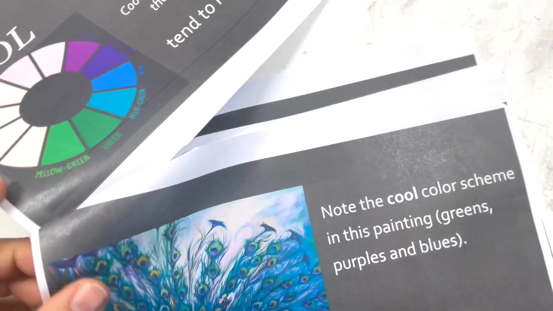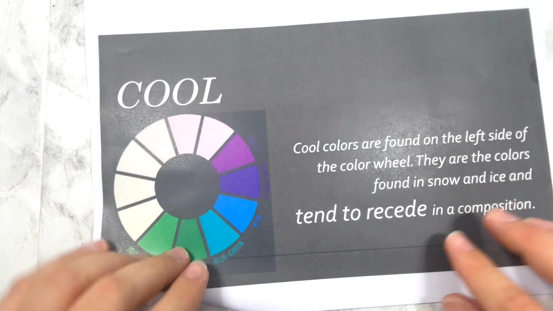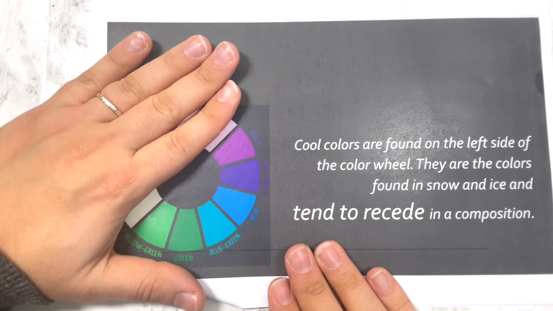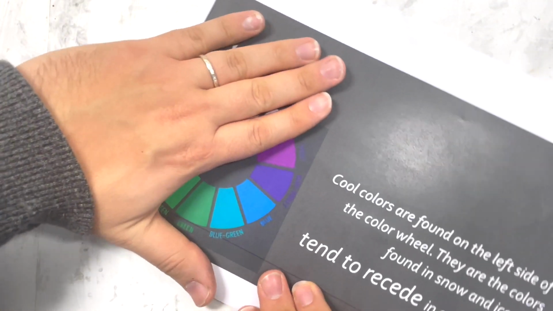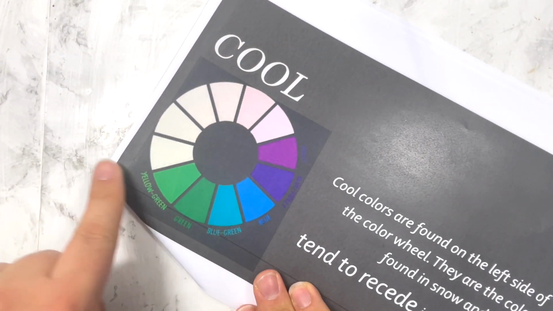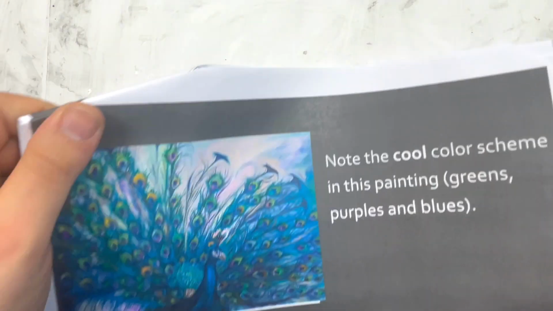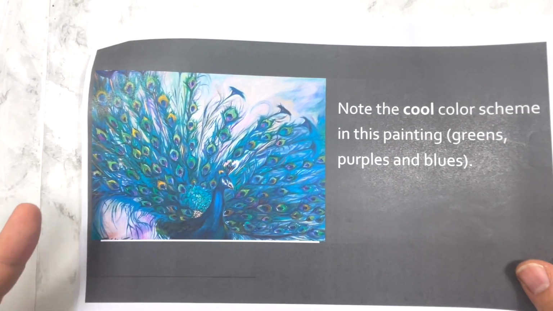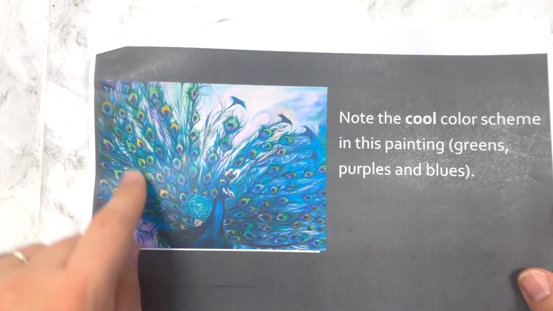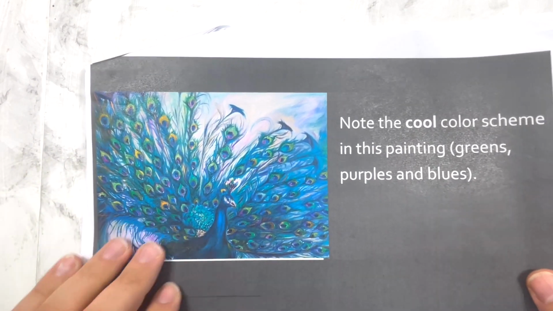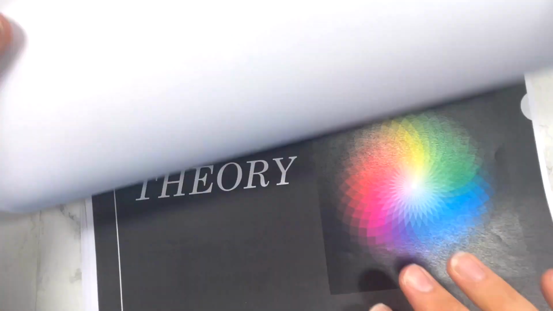The cold colors are the colors that are on the left-hand side of the color wheel, so this side there, and there are all these. This is a painting. The peacock is probably the most famous animal that has all the cool colors together. It's got the greens, the purple, and the blues.